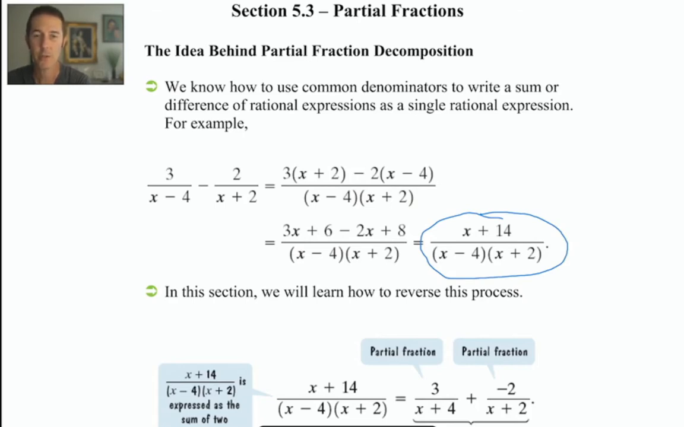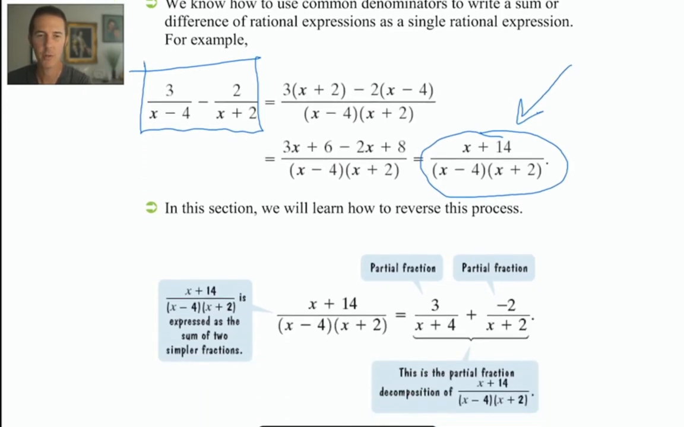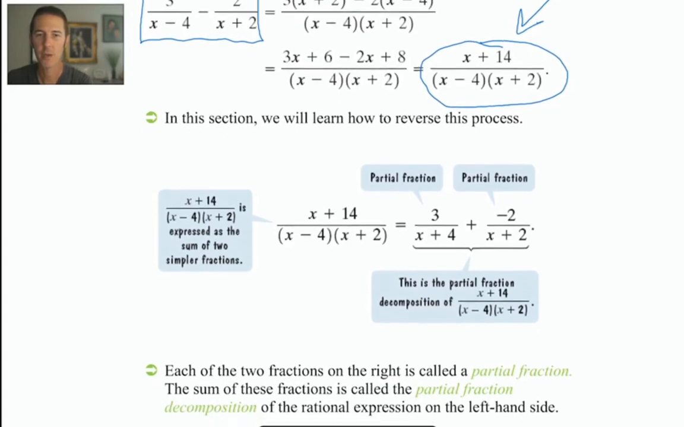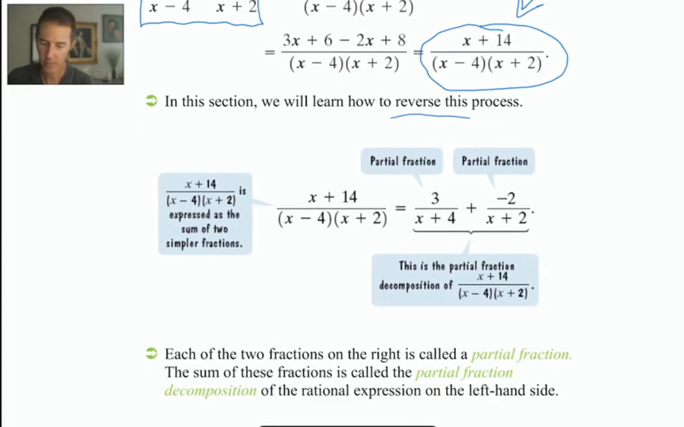A real challenge would be to try to work this problem backwards. What if I gave you this as the question, and this was to be the final answer? That's what partial fractions is all about: sort of reverse engineering the question for this type of problem. Or, as we very often do in mathematics, after we learn how to do a process in one direction, we then reverse the process.